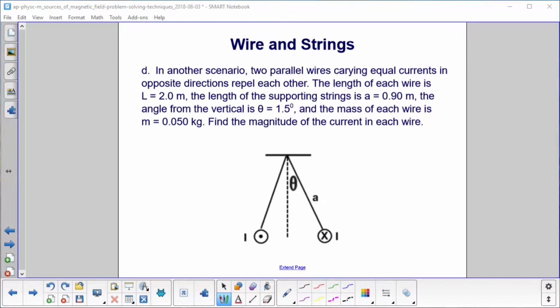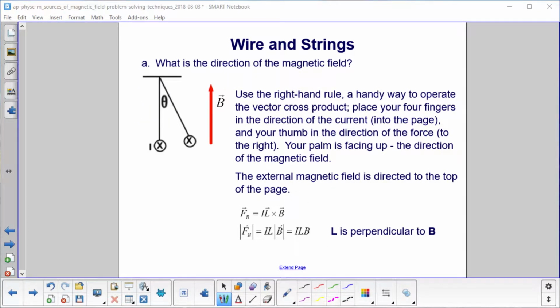In another scenario, two parallel wires carrying equal currents in opposite directions repel each other. The length of each wire is 2 meters, the length of the supporting strings is 0.9 meter, the angle from the vertical is 1.5 degrees, and the mass of each wire is 0.050 kilograms. Find the magnitude of the current in each wire. What is the direction of the magnetic field?